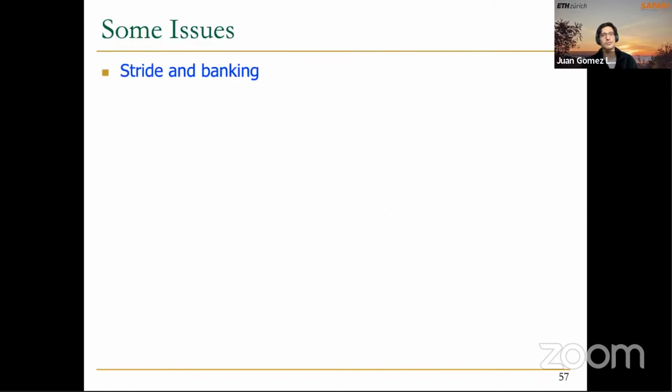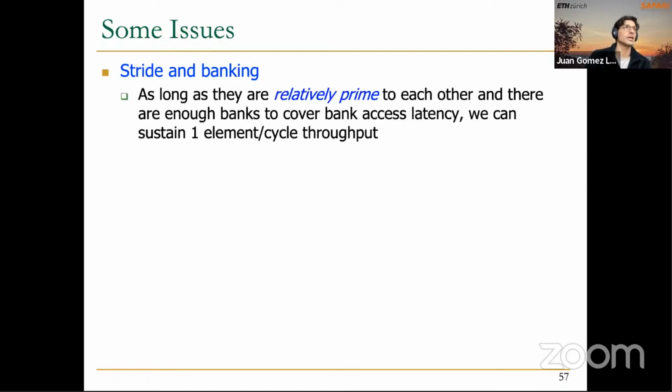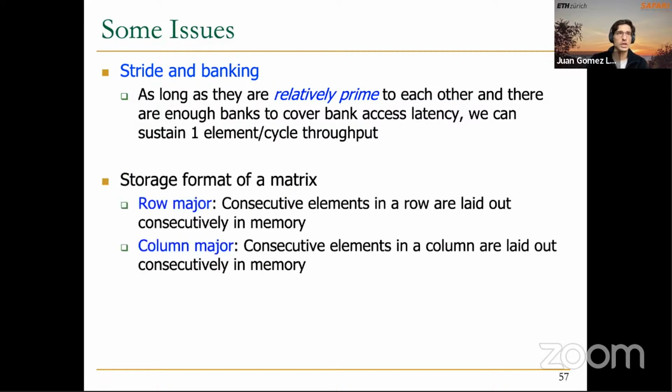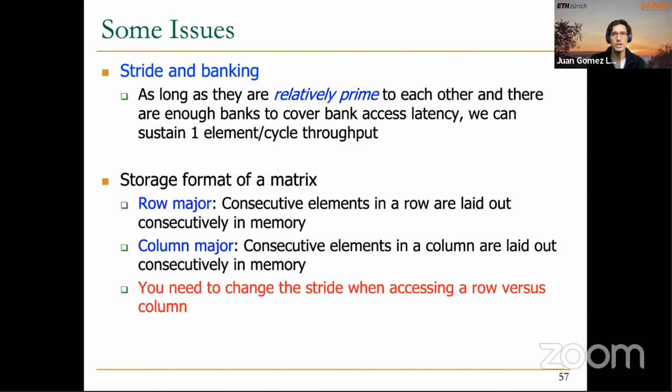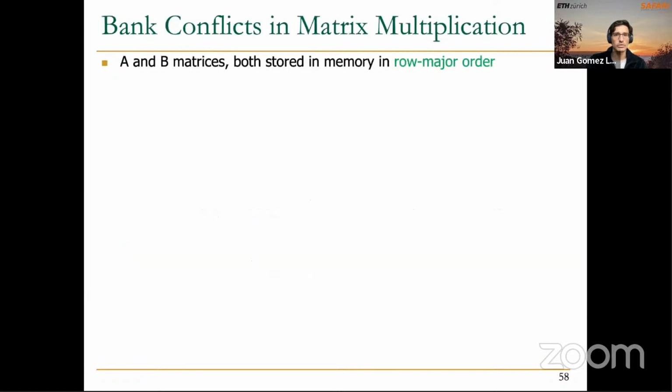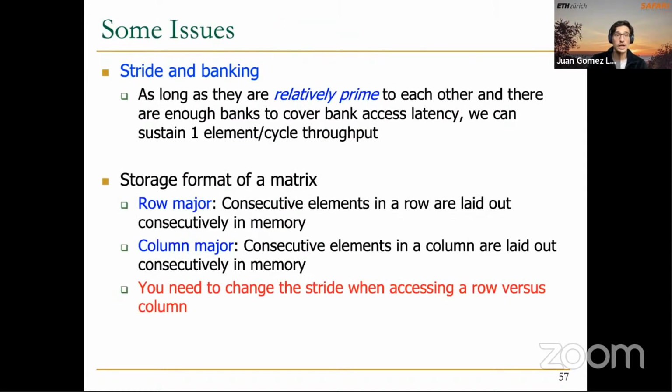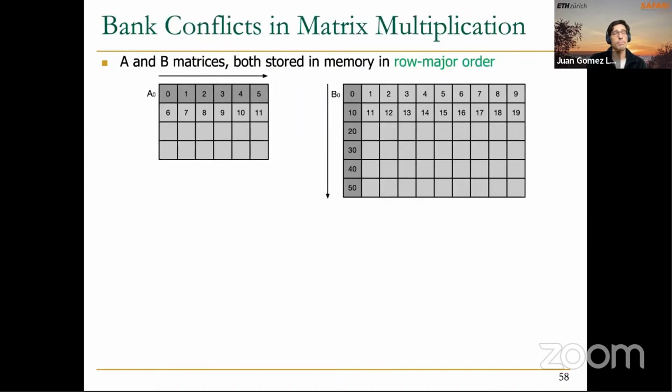Okay, now let's talk about bank conflicts. Some issues with the stride and banking. You guys were asking before, how is the memory mapping, right? How are the data stored into the different banks that we have? We can do it in different ways. We can use a row major layout, we can use a column major layout, but another thing we have to take into account is how the elements themselves are mapped onto the different banks.